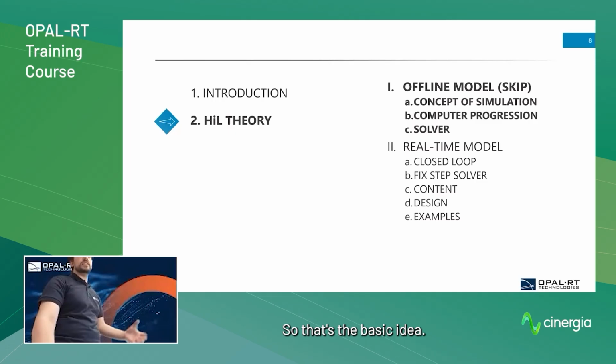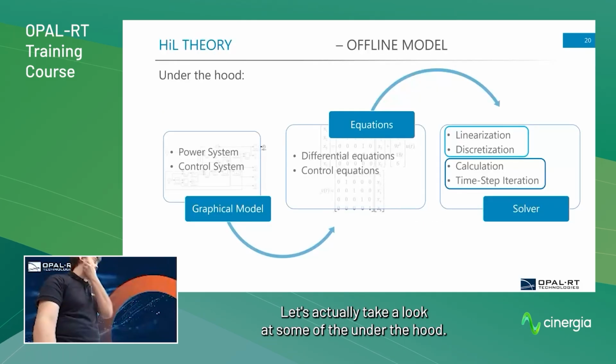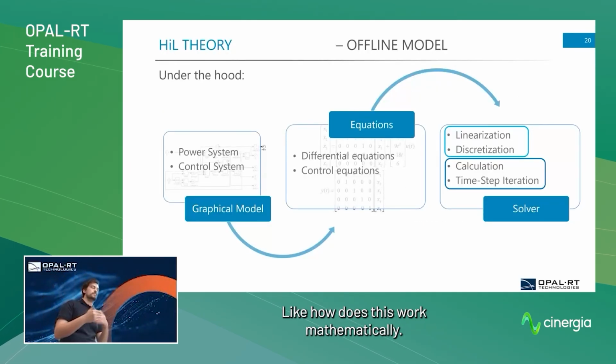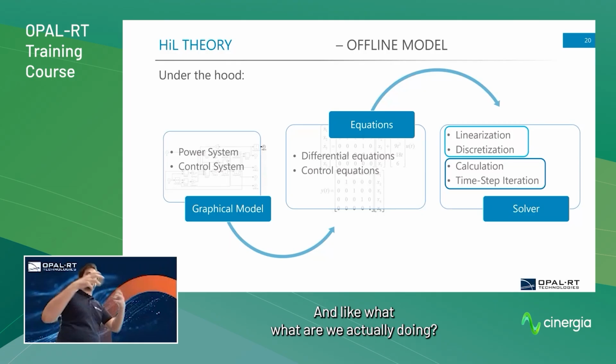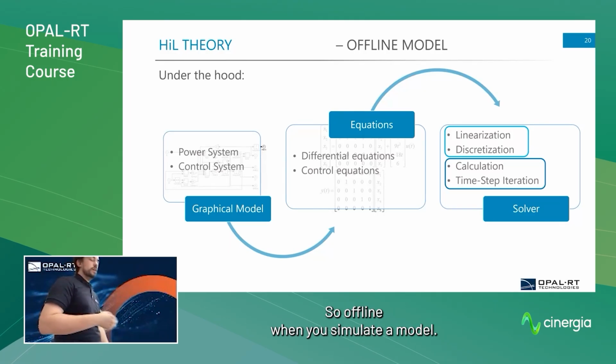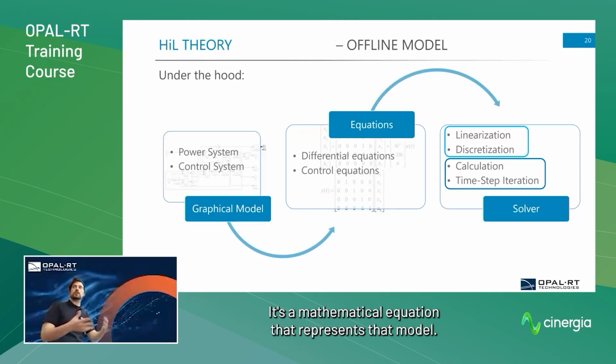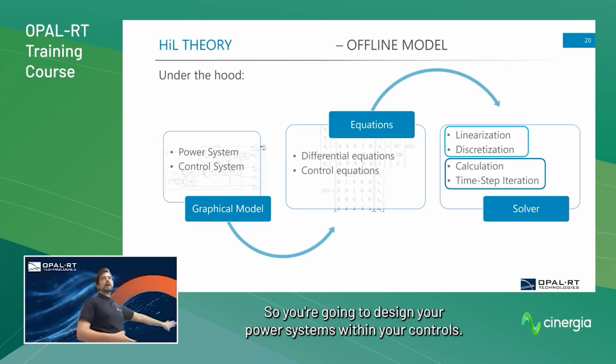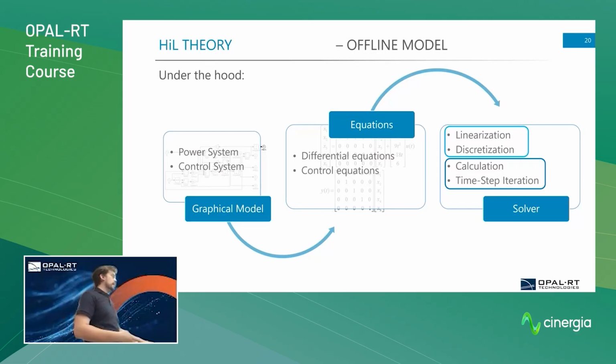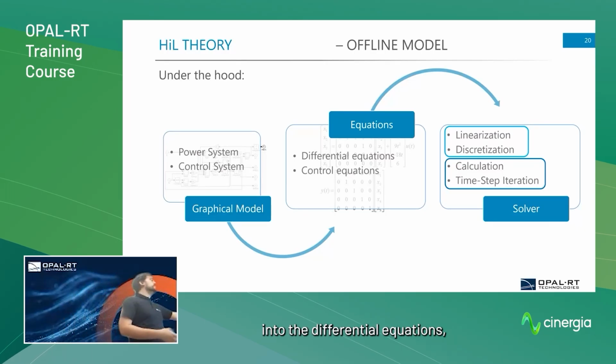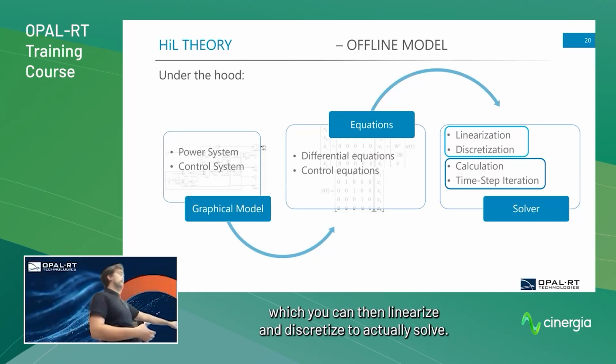So that's the basic idea. So let's actually take a look at some of the under the hood, like how does this work mathematically? And like what are we actually doing? So offline, when you simulate a model, it's a mathematical equation that represents that model. So you're going to design your power systems and your controls, and then you're going to turn those into the differential equations, which you can then linearize and discretize to actually solve, right?